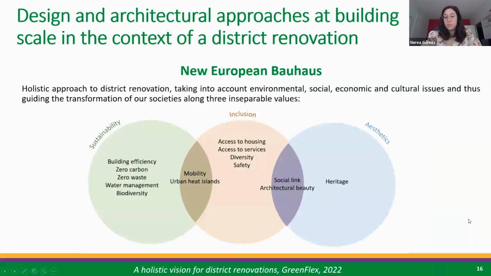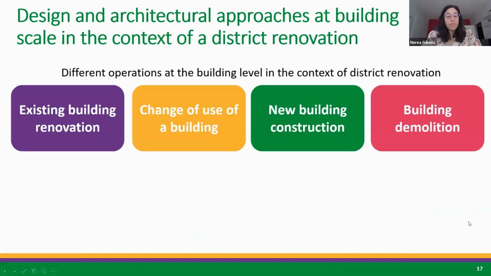But well, I think it's important also to mention that in the implementation blueprint, a vision based on the new European Bauhaus is presented, allowing for a holistic approach to district renovation, taking into account environmental, social, economic, and cultural issues, and thus guiding the transformation of our societies along the three inseparable values, which are, as you can see, sustainability, inclusion, and aesthetics. However, the aim of the technical blueprint is therefore to propose approaches to renovation at the building level that meet these issues while being in harmony with the renovation plan at the district level.